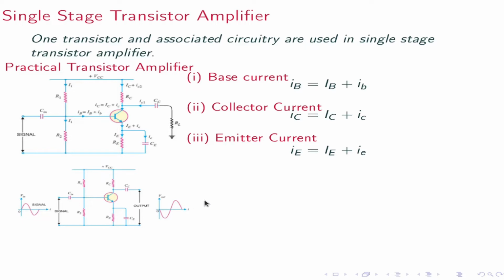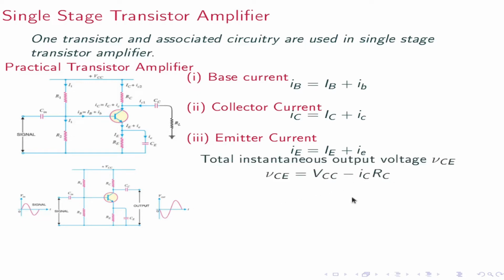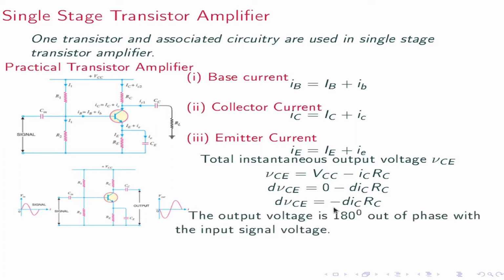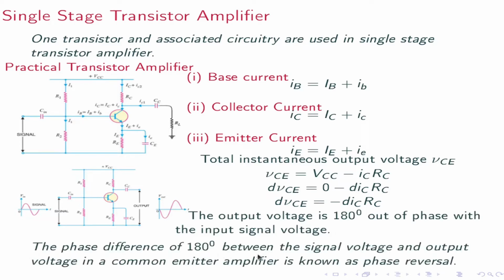We can prove it mathematically also. The total instantaneous output voltage VC is VCC minus ICRC. If you differentiate, dVC is equal to, VCC being a constant, 0 minus dIC RC. So the change in VC is equal to the change in IC into RC with a minus. This minus sign gives the output voltage a 180 degree phase difference with the input signal. This phase difference of 180 degrees between the signal voltage and output voltage in a common emitter amplifier is known as phase reversal. So in a common emitter amplifier, there is a phase reversal of 180 degrees between input voltage and output voltage.